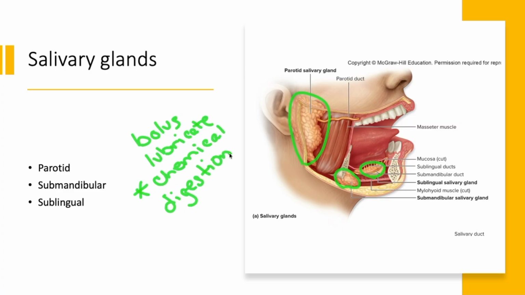And you do not need to know which specific enzymes, but you do need to know there are enzymes in your saliva that will start the process of chemical digestion, and it'll break down some of the molecular bonds of some of the food that you've eaten.